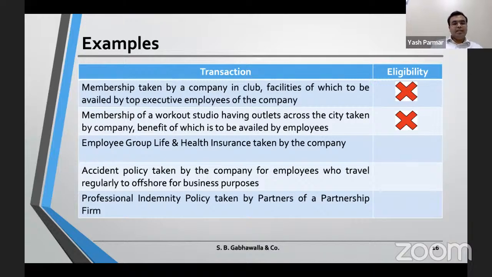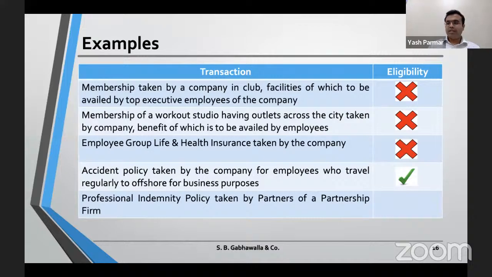Employee group life and health insurance taken by the company. Life and health insurance is again a block credit and therefore this ITC cannot be claimed. Accident policy taken by the company for employees who travel regularly offshore for business purposes. Now, all of you would know that an accident policy is not a life or a health insurance policy. The blocking under section 17(5) is only for life and health insurances. Therefore, accident policy not being a life or a health insurance, ITC can be claimed.